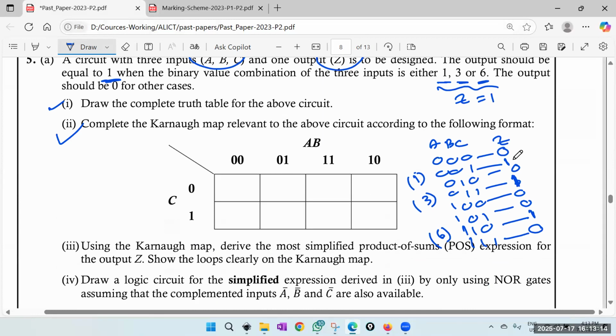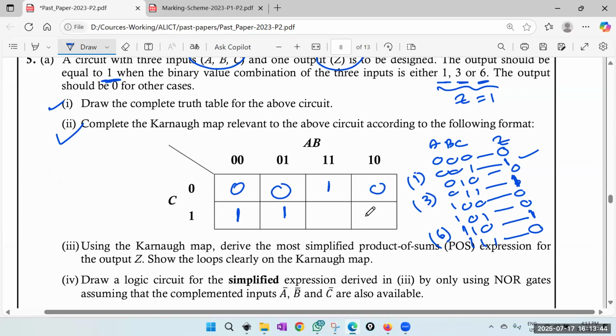So now let's put it. 0, 0, 1. AB is 0, 0, C is 1. That is 1. Then AB is 0, 1 and C is 1. AB is 0, 1, C is 1 is this. Then AB is 1, 1. That is this one. And C is 0. That is this. So therefore others are 0.